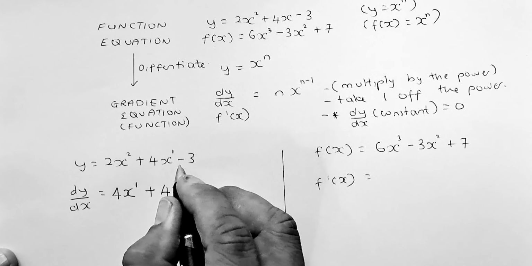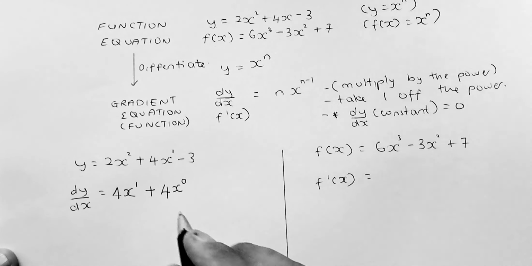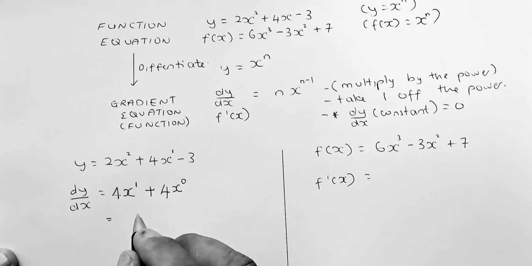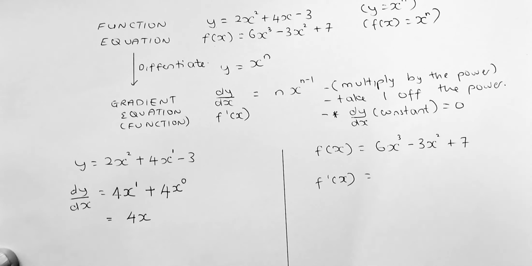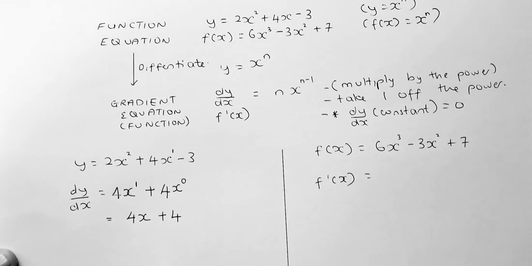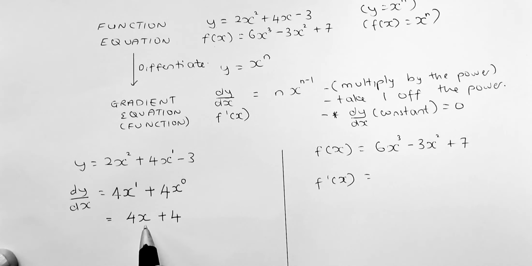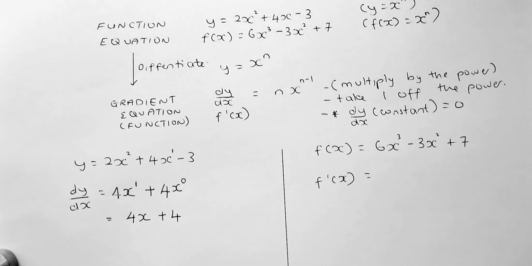And as I said, when you differentiate, the constant is 0. So don't worry about the minus 3. You can write it down as 4x^1 + 4^0, or 4x + 4, because x to the power of 0 is equal to 1. So that's the answer. When you differentiate this equation, it's going to give you the gradient function 4x + 4. Okay, we'll do the next one.